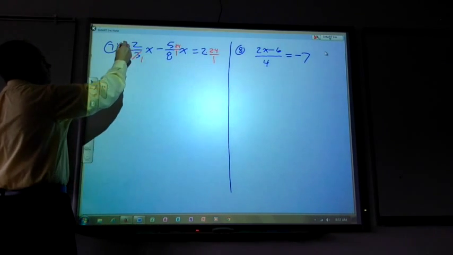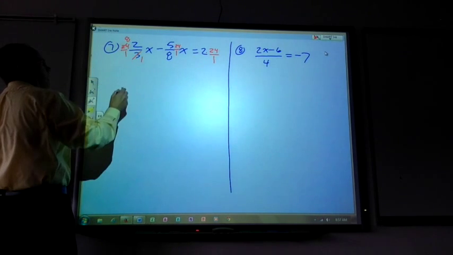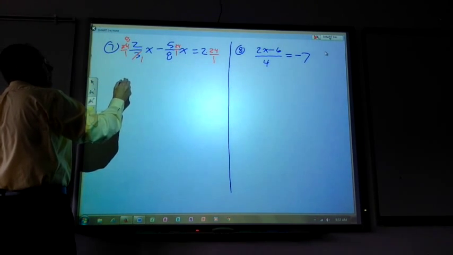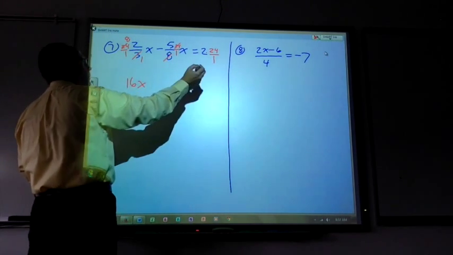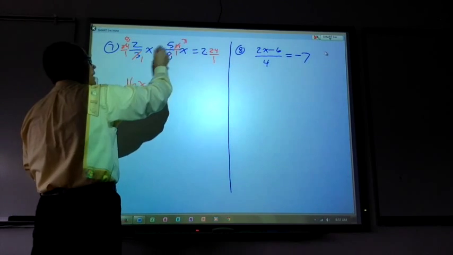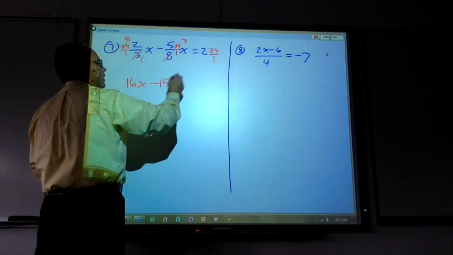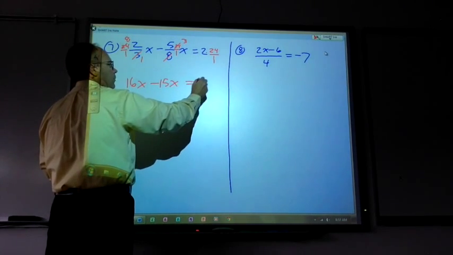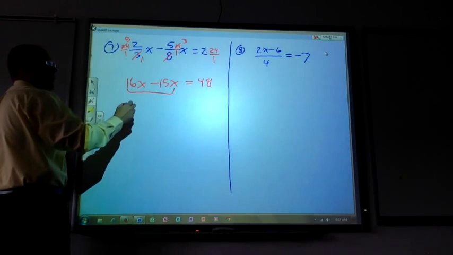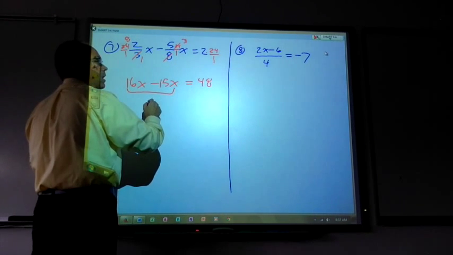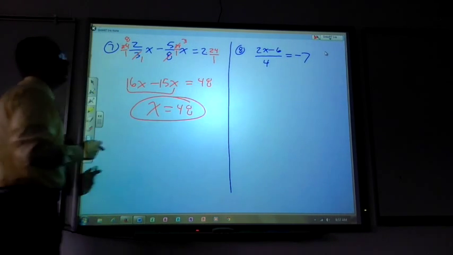Okay? 3 goes into 24 how many times? 8 times. So what's my term here going to be? 16x. Good. 8 goes into 24 how many times? 3 times. So what is my new term over here going to be? Negative 15x. Awesome. This one won't reduce, but that just gives me 48. Still with me? Oh, nice. When I combine these together, I get 1x. 1x is the same thing as x. So x equals 48. This one worked out real quick and easy.